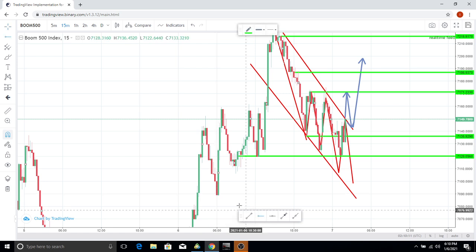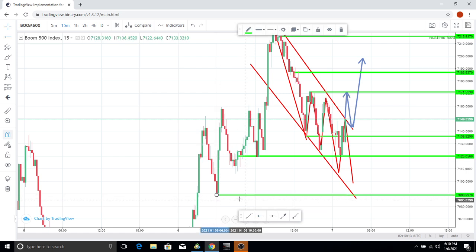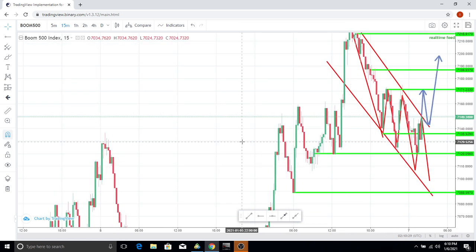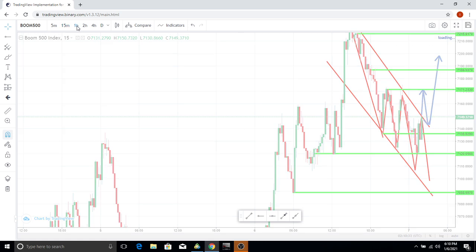Sorry for these delays. Yeah, around this point. If it should break out on this particular one, we should come down and break on this one. It should be coming down to this other one here. But if it breaks upward, then this move is expected of it. Okay, now let us check on the 1 hour time frame to see what is happening right there.